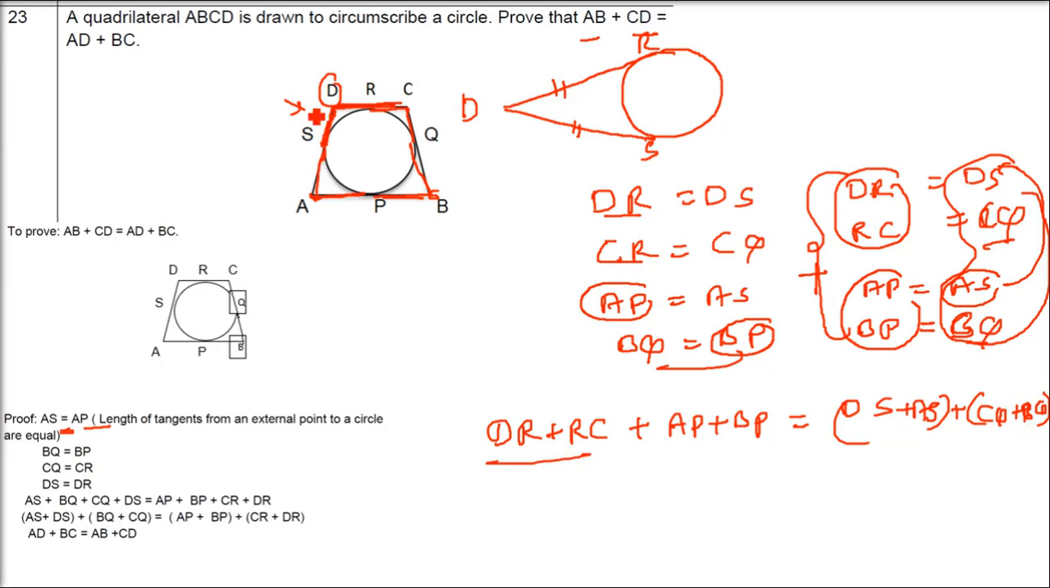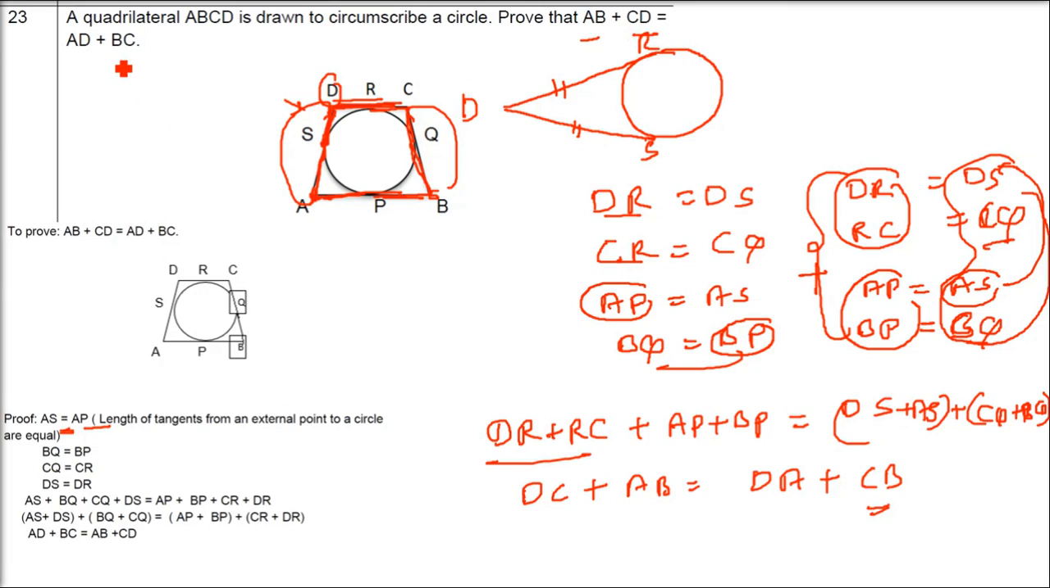Now just combine. DR plus RC is what? DC or CD you can write. AP plus PB is what? AB. DS plus AS is AD or DA. AD or DA you can write. CQ plus QB is CB. You can write CB or BC.